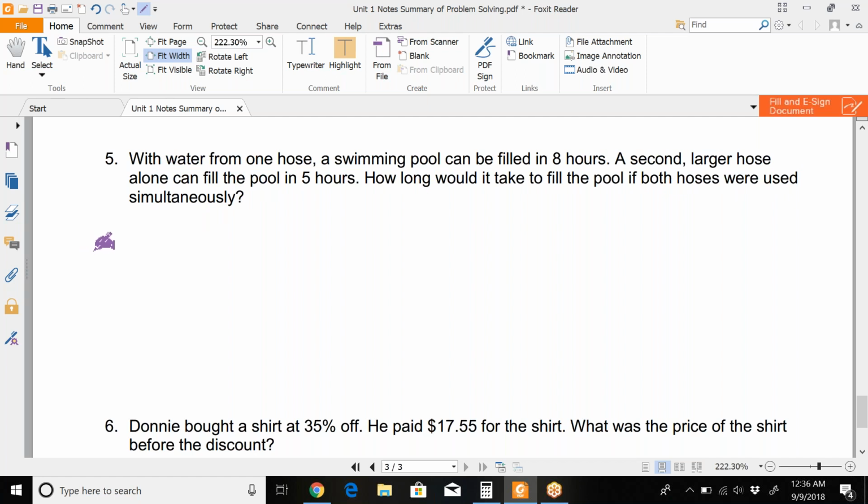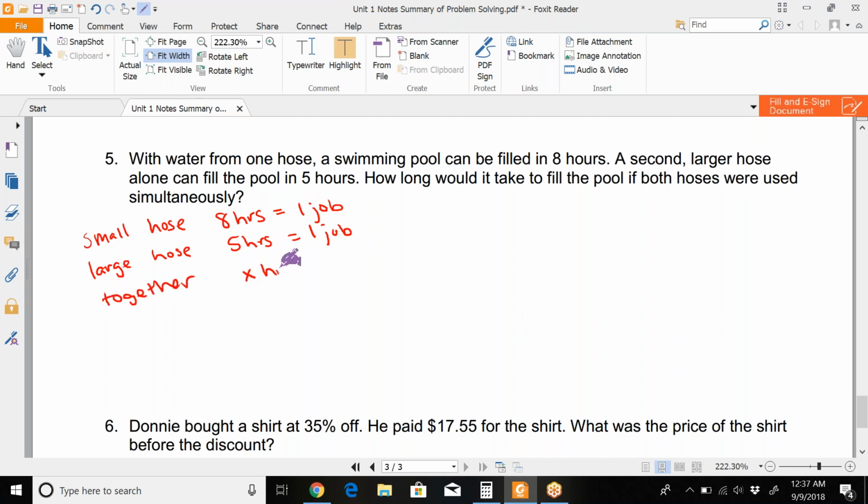So this is what we call a work rate problem, and the two objects, or here the hoses, are working at different rates. The smaller hose, since they said the second one was larger, takes 8 hours to do one job, which is to fill the pool. The large hose by itself takes 5 hours to do that same one job. The question is, if they work together, that would be x hours, and it would still be that one job.